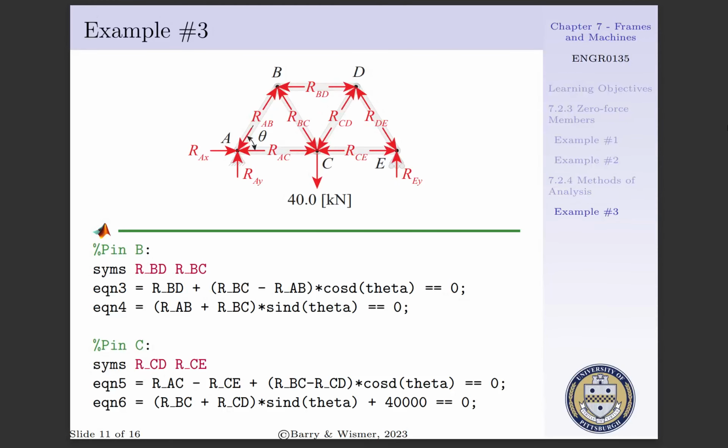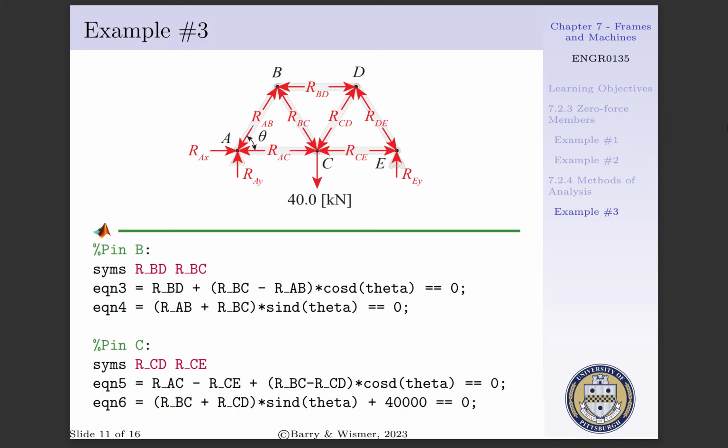Next, we will consider pin C. We will define our symbols RCD and RCE. Equation 5 is the summation of forces in the x direction about pin C. Here we have RAC acting in the positive x direction, the x component of RBC acting in the positive x direction, RCE acting in the negative x direction, and the x component of RCD acting in the negative x direction. Thus, we can cast RAC minus RCE plus the quantity RBC minus RCD times cosine of theta is equal to 0.